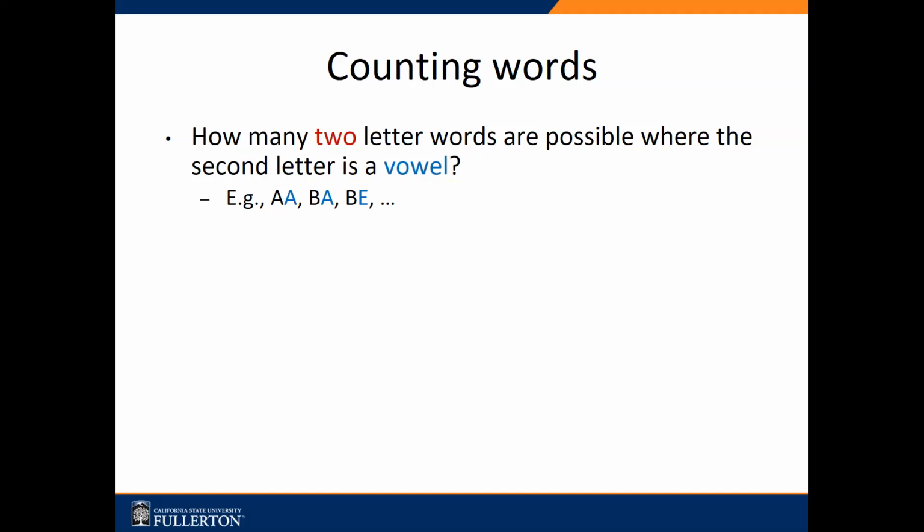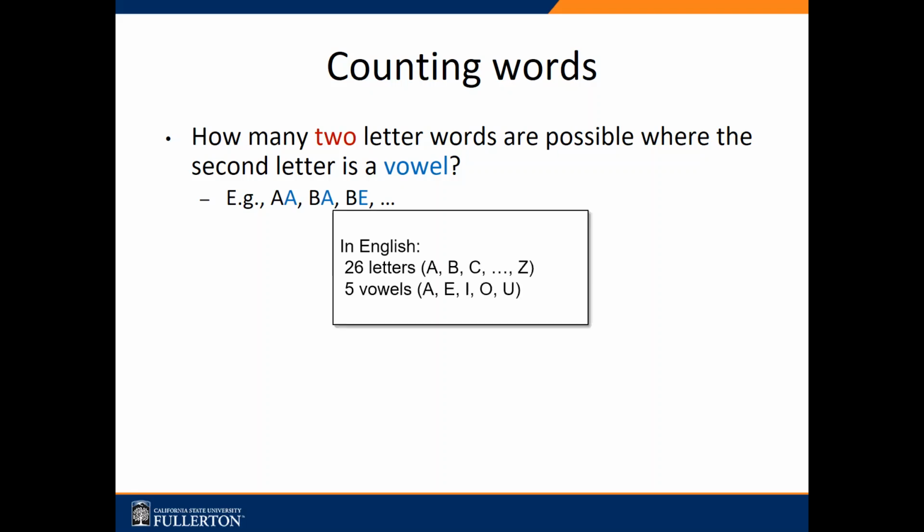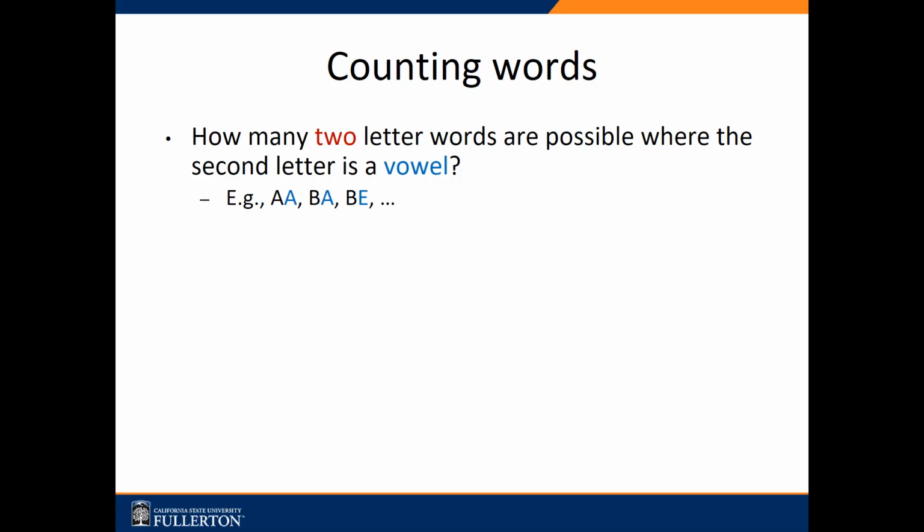Now let's look at another application of counting. Okay. Suppose you wanted to know how many 2-letter words are possible where the second letter is a vowel. Okay. So note that in English, there are 26 letters in the alphabet, and of these, the 5 letters A, E, I, O, and U are considered vowels. So examples of such 2-letter words are AA, BA, BE, and so on.